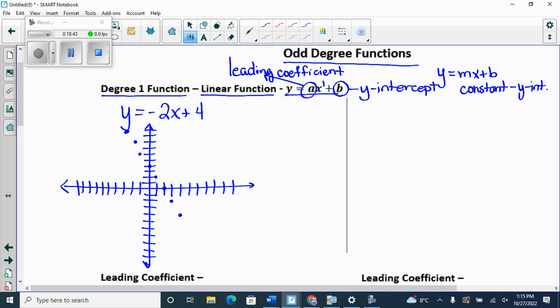4 and negative 4, 5 and negative 6, 6 and negative 8, 7 and negative 10. Now, I am not going to draw a perfectly straight line because I don't have the lid of my calculator. So to me, those dots should be perfect and that line should be going through all the dots. So my graph is not perfection, even though the line is pretty darn straight.